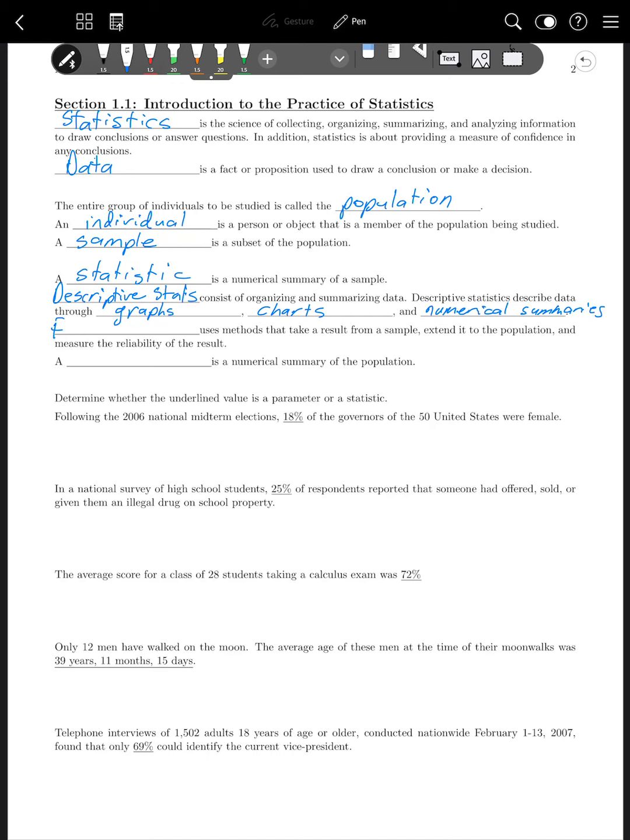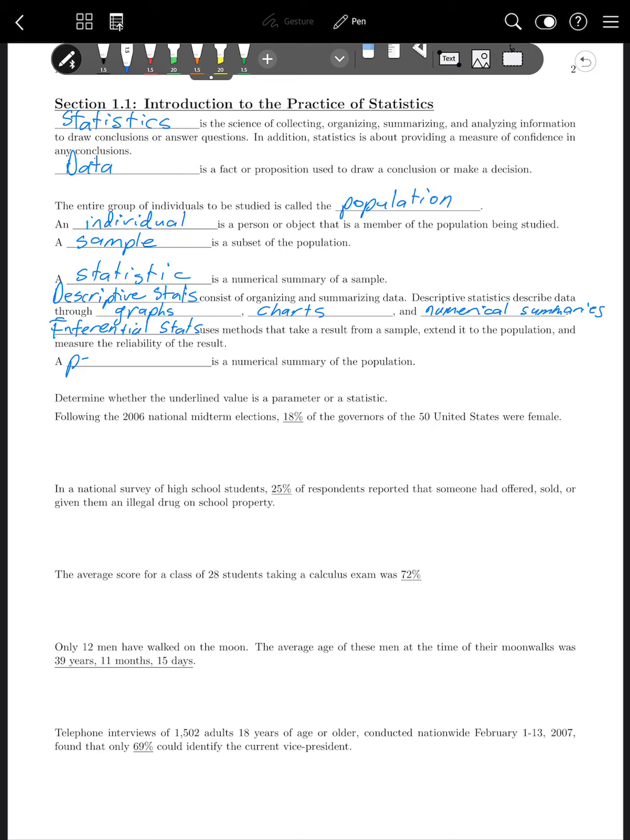Inferential statistics uses methods that take a result from a sample and extend it to the population and measure the reliability of the result. In this course, we're going to talk about both of these. We're going to start off talking about descriptive statistics. And then what we're going to do after that is we're going to talk about probability. And once we've talked about probability, we can use probability to do inferential statistics. So that's kind of how the course is going to be laid out.